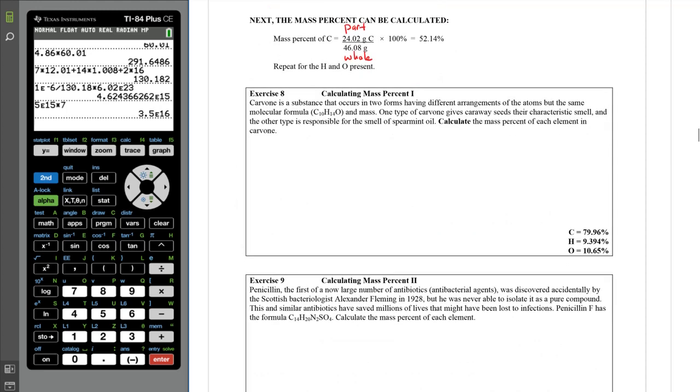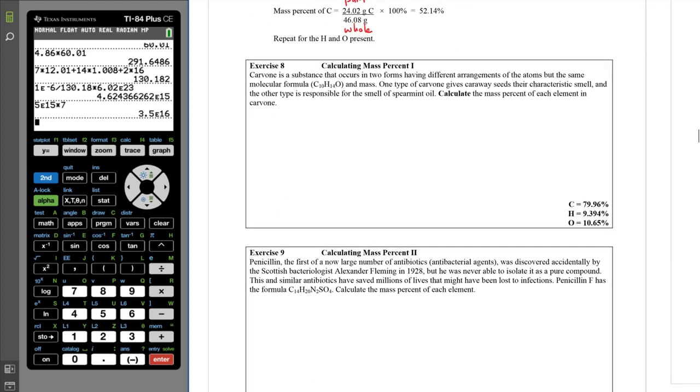So we're looking in our next example here at a compound called Carvone. So Carvone is a substance, it says here, that occurs in 2 different arrangements, but have the same formula. And that formula is important because that's going to give us our molar mass. C10H14O. That's a big old molecule. Okay. So as we look at it here, that's going to be our formula overall with a total molar mass. It says here one type of Carvone gives caraway seeds their smell. The other is responsible for the smell of spearmint oil. So it's interesting that one molecule, different structures, gives us these very different smells.